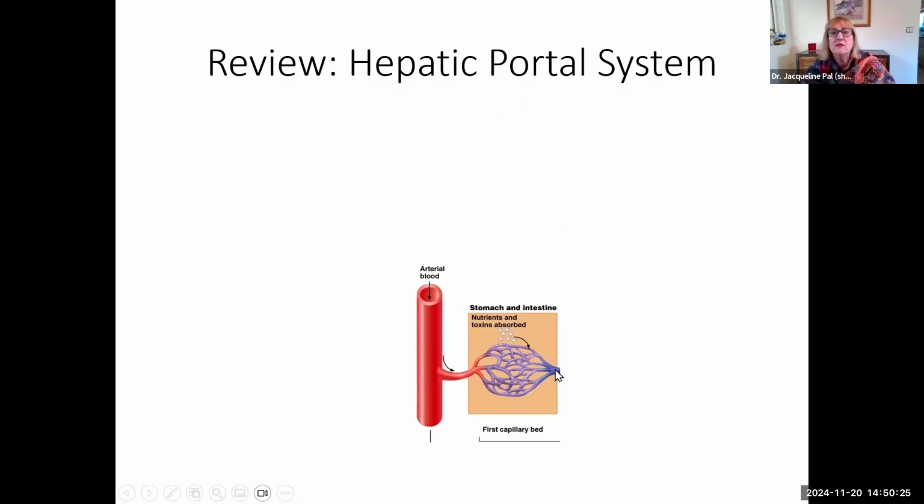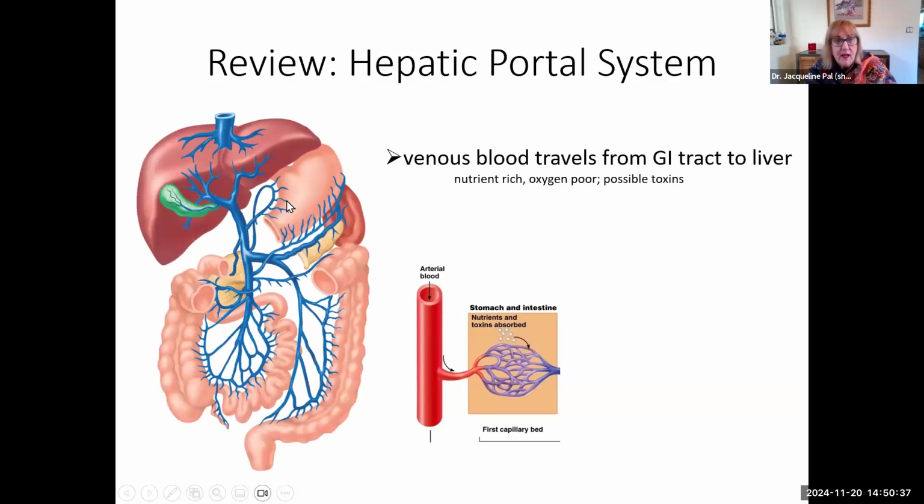Remember, a portal system is where venous blood goes from one organ to another organ before it goes to the heart. And in this case, it's a hepatic portal system, meaning the veins that are draining the stomach, the small intestine, and the large intestine are all going to travel to the liver through the hepatic portal vein. And so this is where 80% of the blood entering the liver is coming from. This is nutrient-rich blood, oxygen-poor blood, but possibly containing toxins.